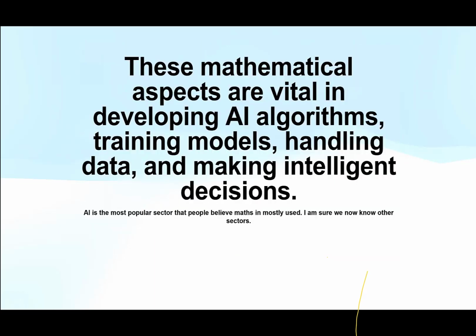Okay, wow. I think it's shorter than I would have expected. These mathematical aspects are vital in developing AI algorithms, training models, handling data, and making intelligent decisions. So AI is the most popular sector where people believe math is mostly used. I am sure we now know other sectors, right? But of course, if AI is all you've heard, that is the future. The future of work is all about AI and machine learning.